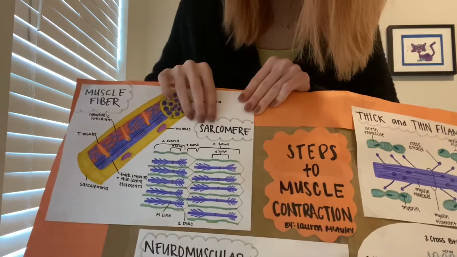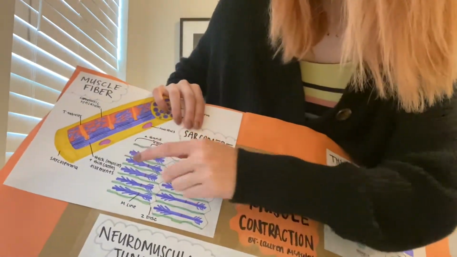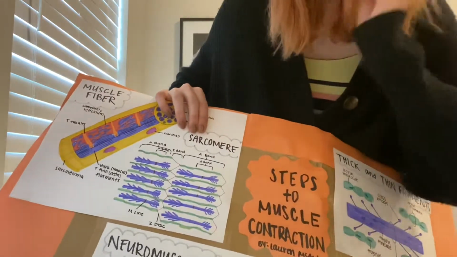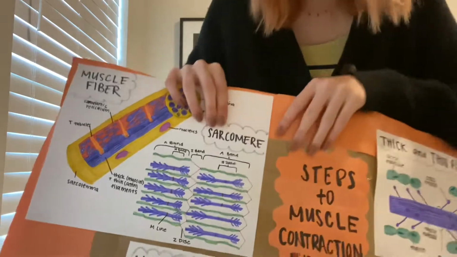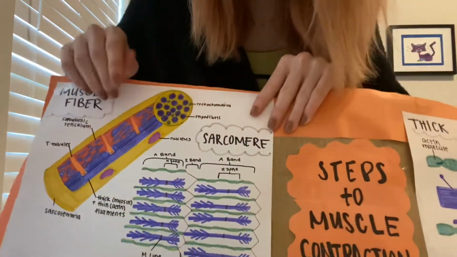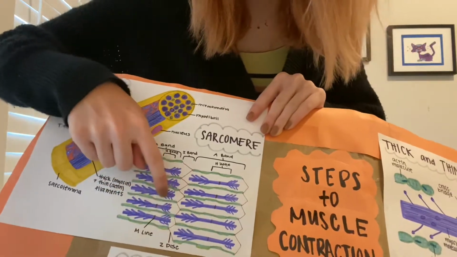Then for our sarcomere, we have our actin and myosin filaments once again. However, now we're going to talk about the bands and the discs that go along with it. To begin, we have our Z disc, which is this zigzag going around.